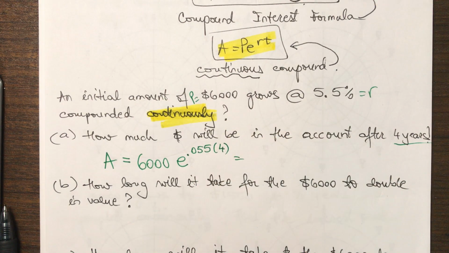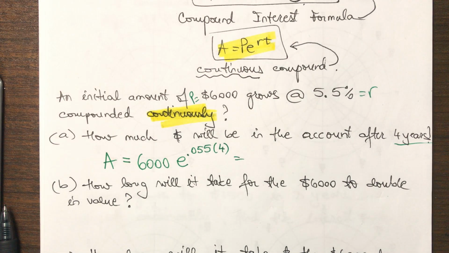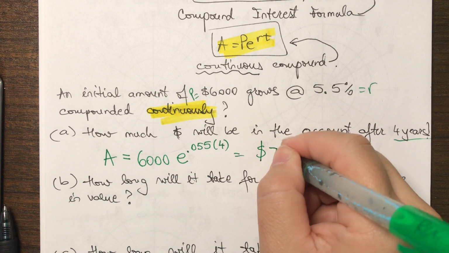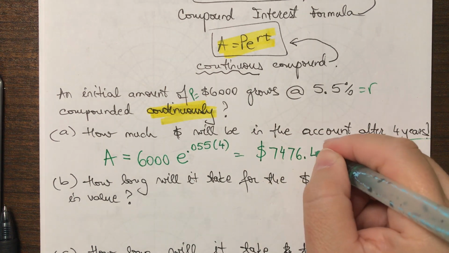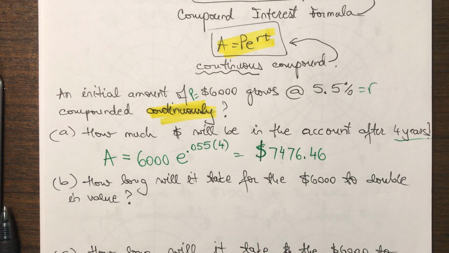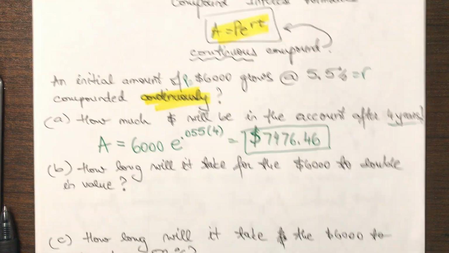So plug all of this into your calculator. I'm not going to do that because I already have that value. So the answer is going to be, we're going to get $7,476.46. And anytime there's a word problem with units, you better write those units. So put a dollar sign to it. That's what I'm saying.